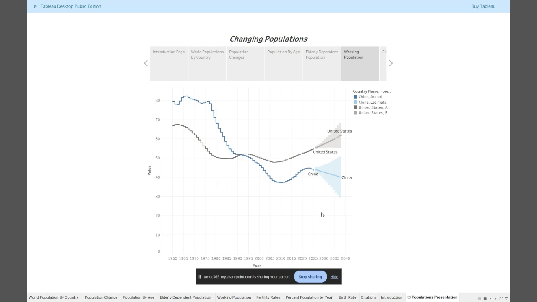This means that, going back to the original question, is their growth sustainable? Well, with the aging population and decreasing working population, the answer is no.